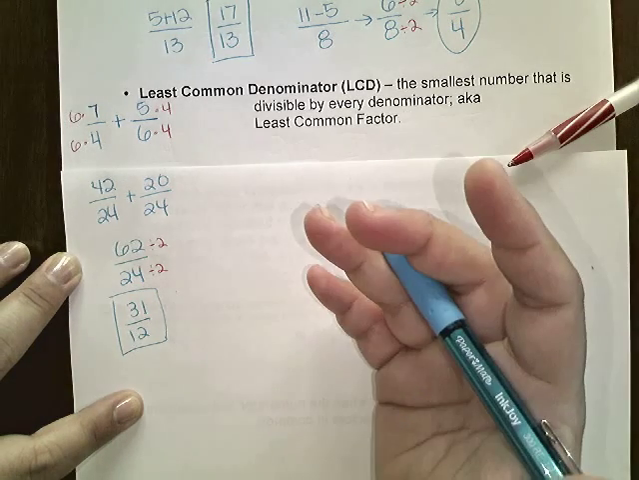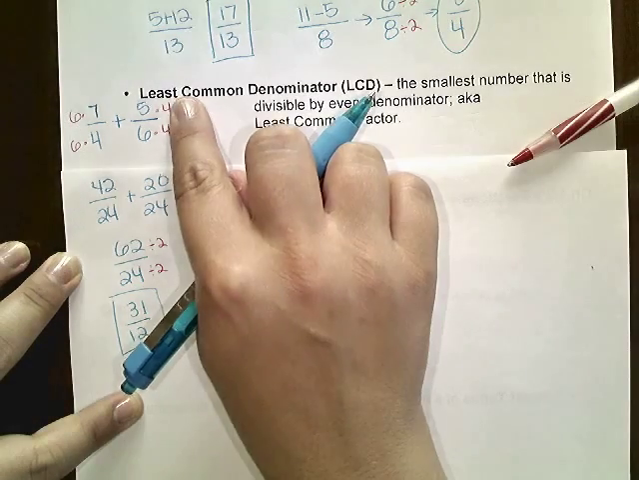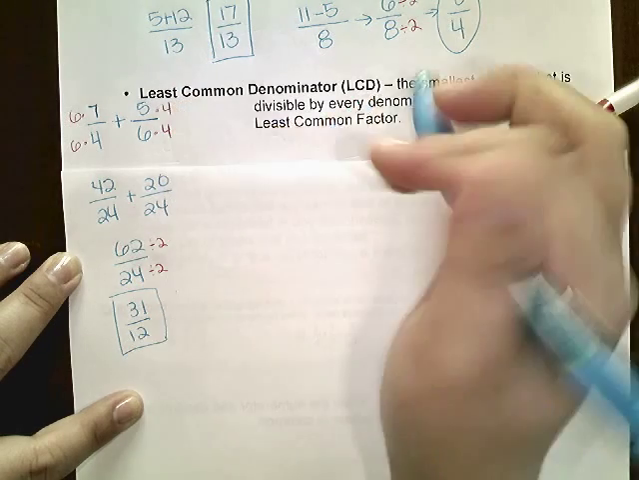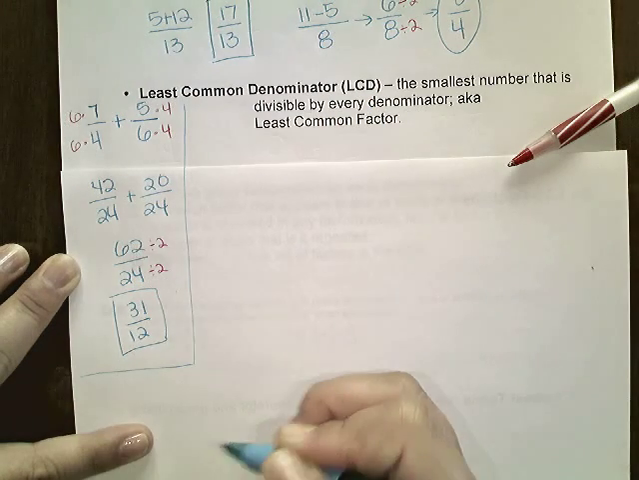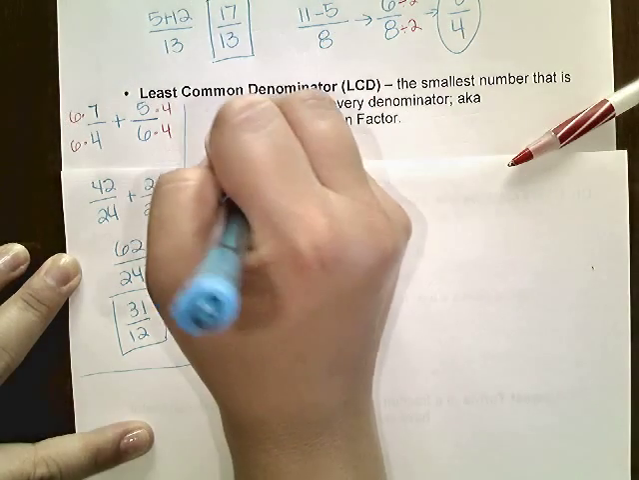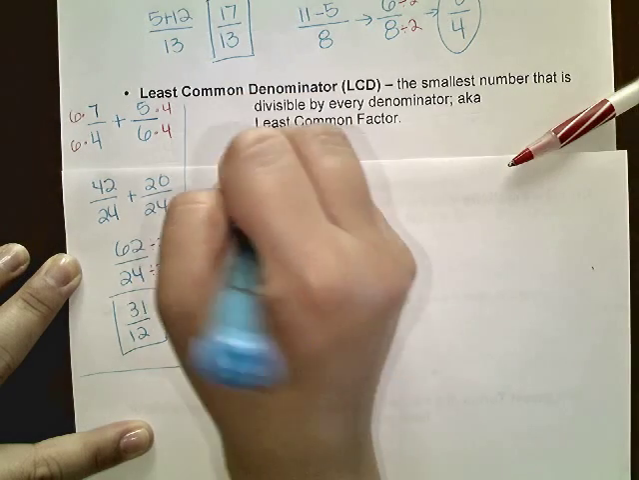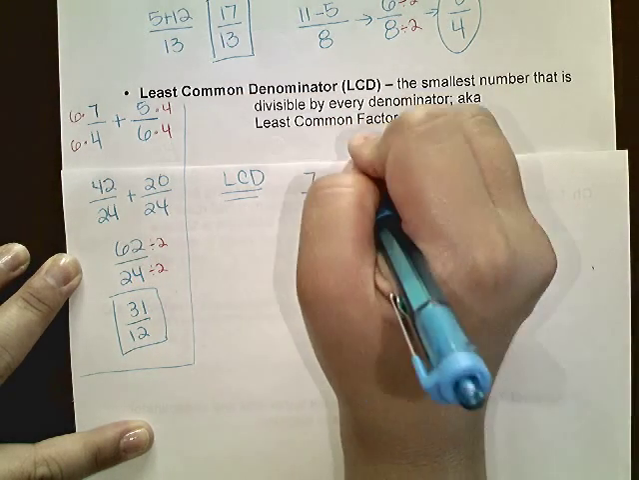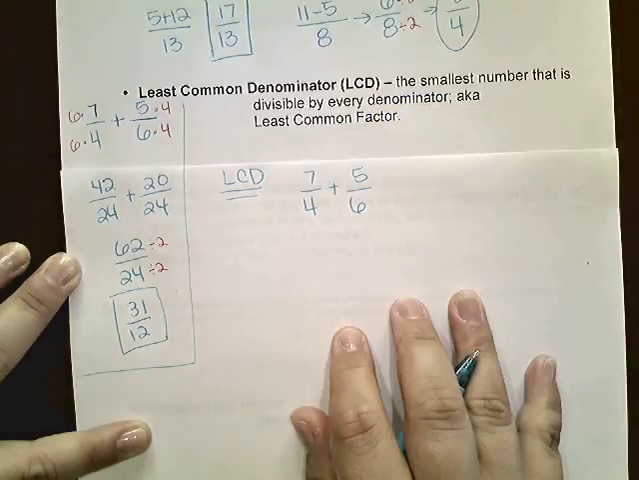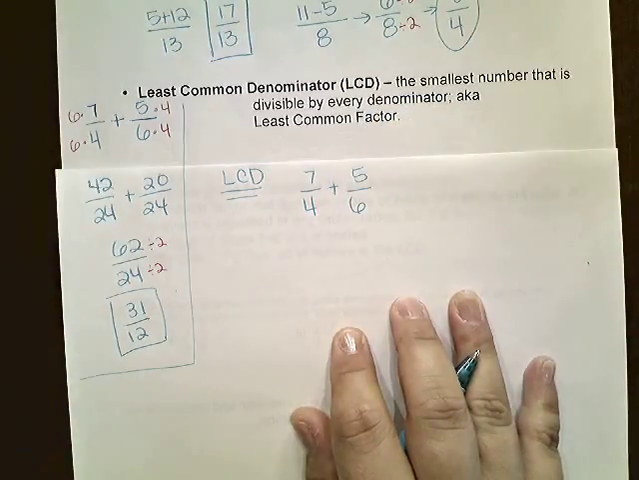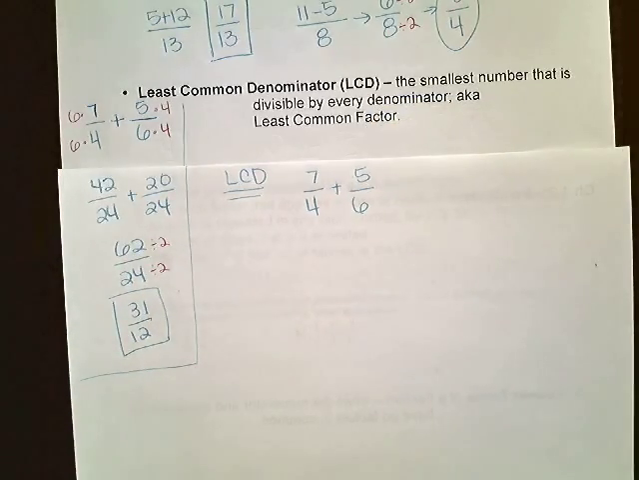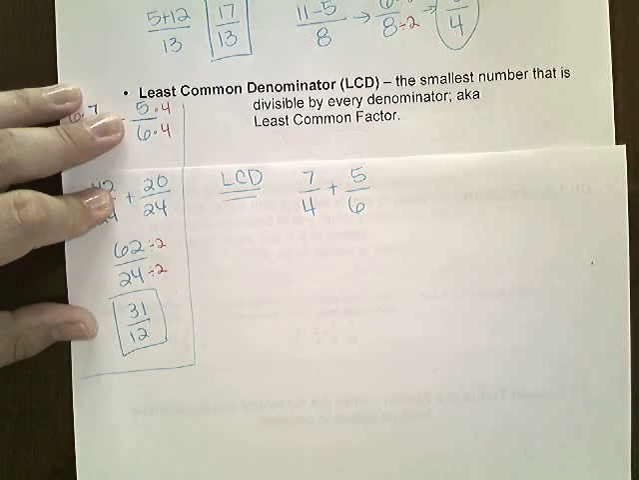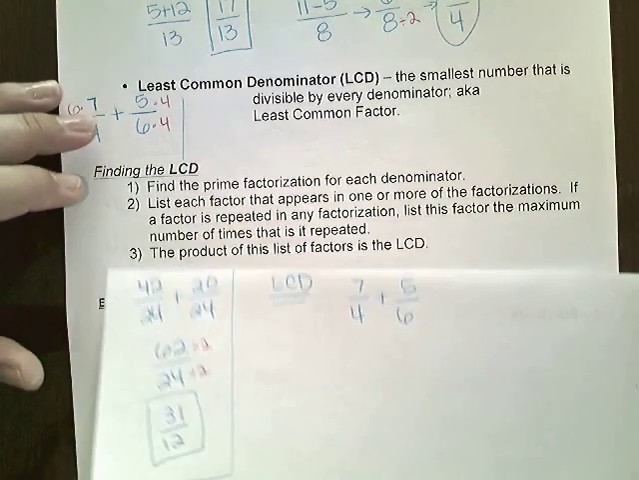Now, as a second option, there is the least common denominator. So the previous one was just a common denominator. Let's look at our LCD. We have, again, 7/4 plus 5/6. We have a couple steps in order to find this.